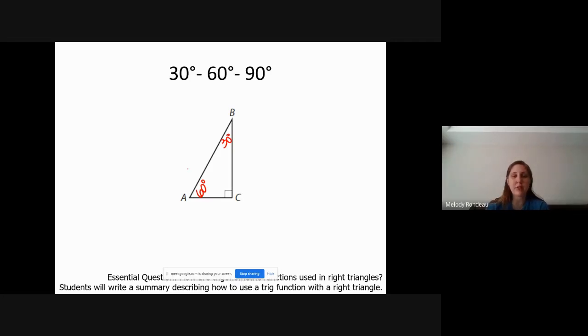All right, so here's my 30, 60, 90 triangle. If you remember from geometry, the shortest side of a triangle is across from the shortest angle. The largest side of a triangle is across from the largest angle, and they all match up. So in this triangle, the shortest side is going to be across from the 30, which I'm going to call X. And that is going to represent Baby Bear.